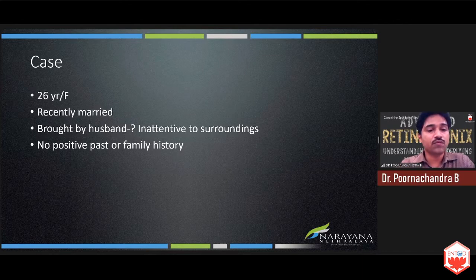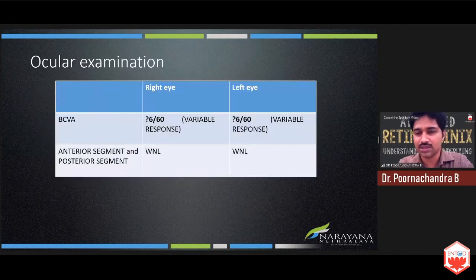Otherwise, I'll end the presentation with this case. This was a 26-year-old female who was recently married, brought by her husband. She didn't have any complaint. He thought she was quite inattentive to the surroundings, and there was no positive past or family history. I don't have the fundus photo, and she was giving variable responses. Basically, she was not agreeing that she has some problem. Sometimes she was reading 6/60, sometimes she would say I can't see anything.